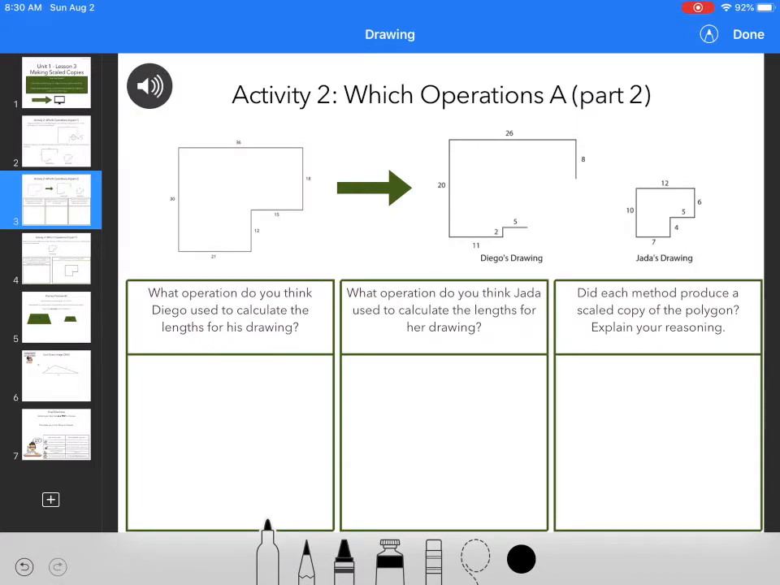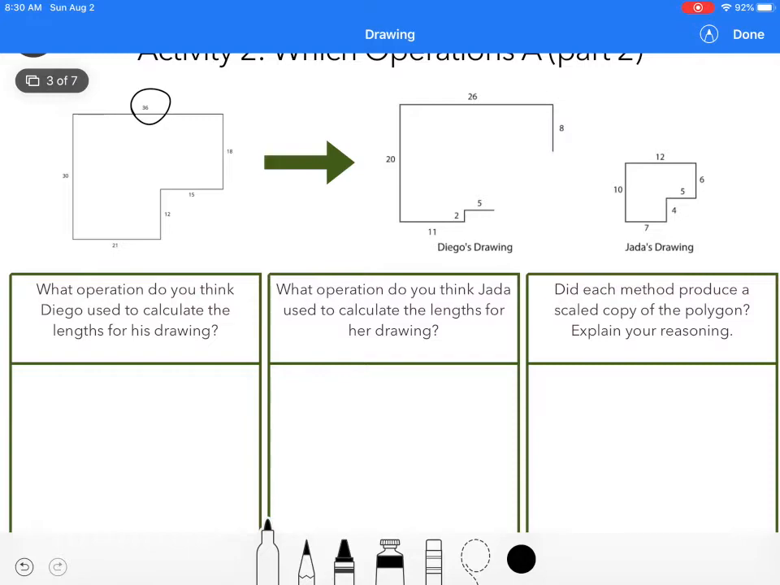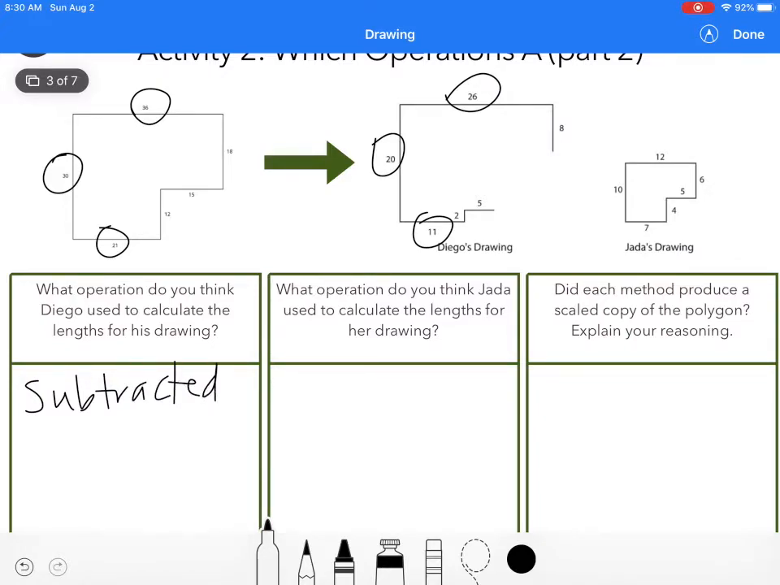So then it says, what operation do you think Diego used to calculate the lengths for his drawing? So when I look at it, I see 36, 26, 30, 20, 21, 11. So I think he subtracted 10 each time. So I know right away Diego can't be right because he didn't use multiplication.